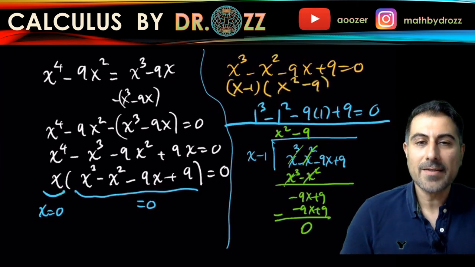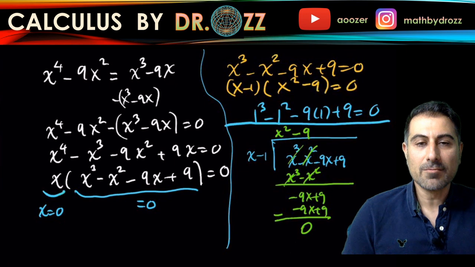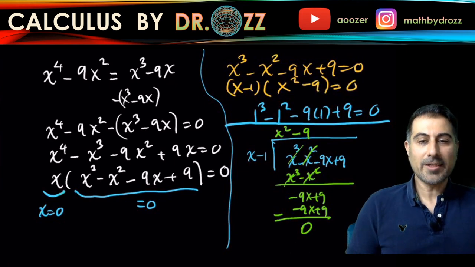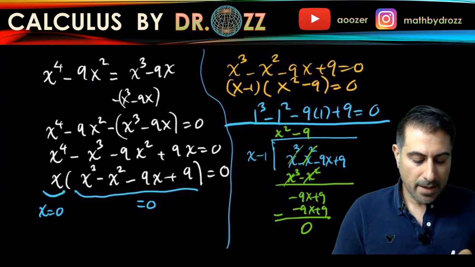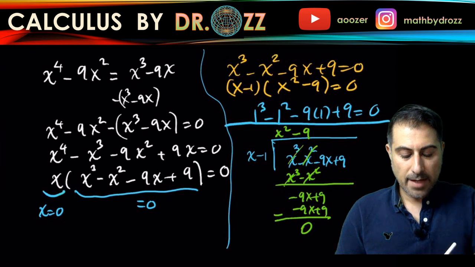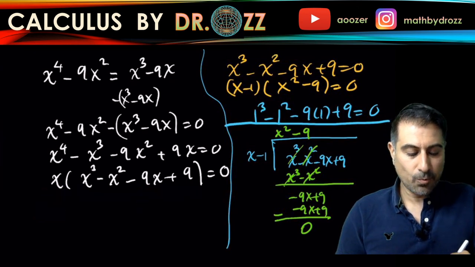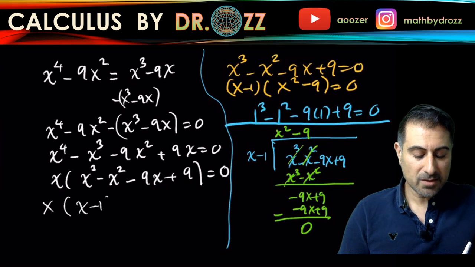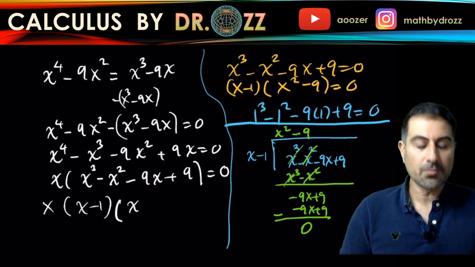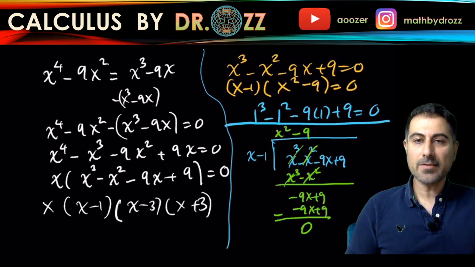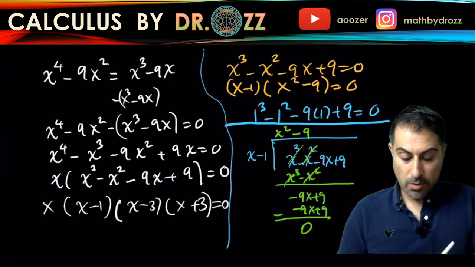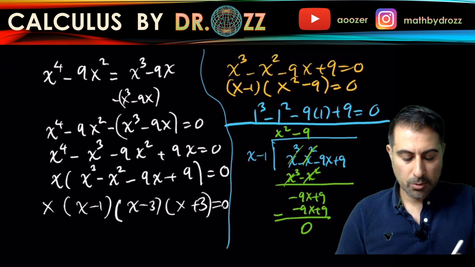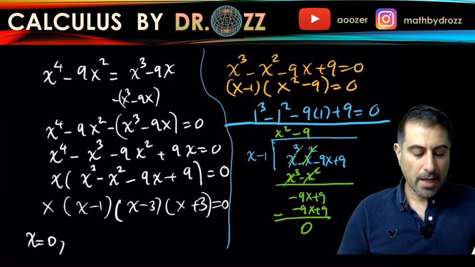Okay? So now I have to figure out the roots or factorization of x squared minus 9, but it's not bad because it's the difference of squares. So I'm going to go ahead and rewrite this quantity. So x minus 1, and x squared minus 9 is x minus 3, x plus 3. This is how you get to do factorization of a fourth order polynomial. All right, so I have x equals 0, x equals 1, x equals 3, and x equals minus 3.